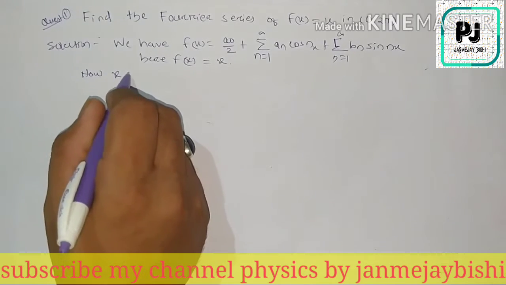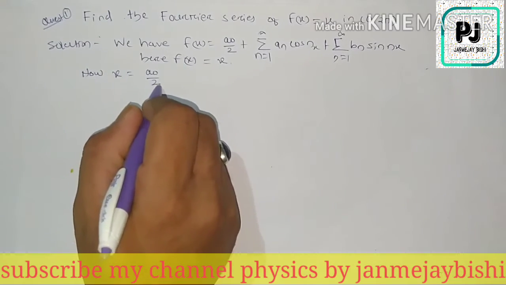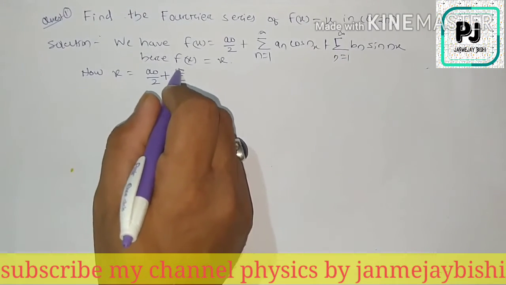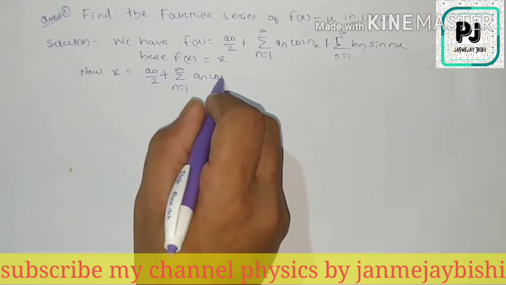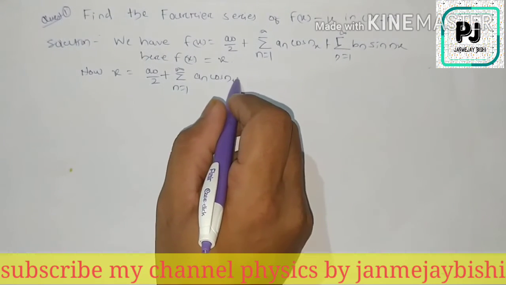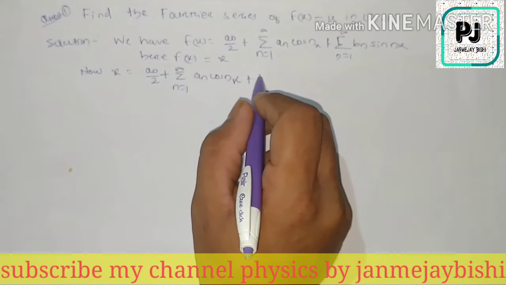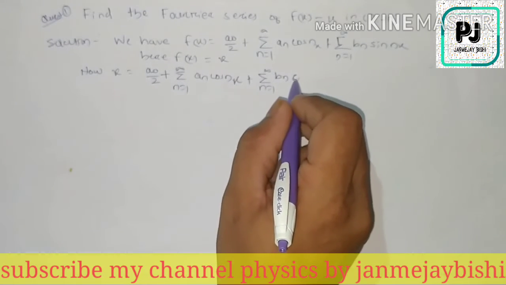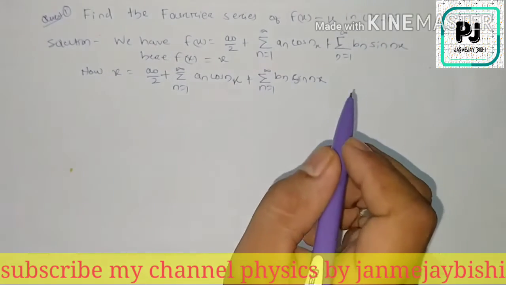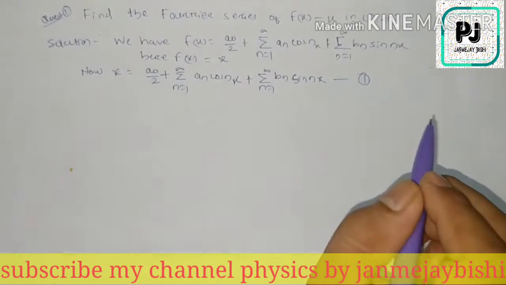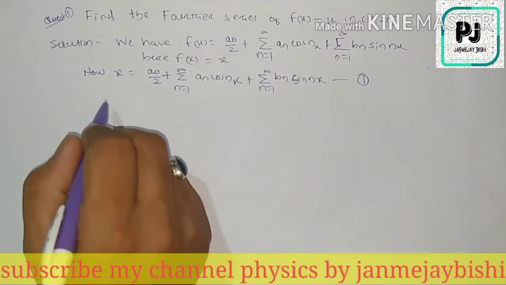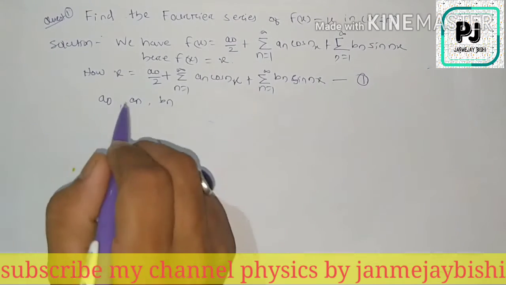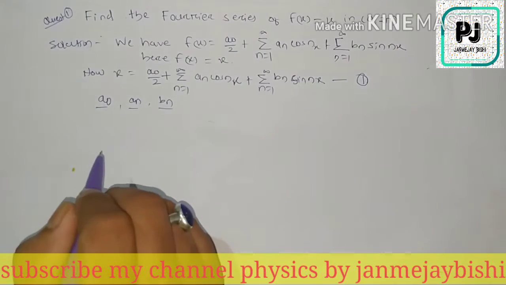Again, now x has the formula a0 by 2 plus summation n is 1 to infinity an cos nx plus summation n is equal to 1 to infinity bn sin nx. That means in case of the f(x) we have x. This is equation number 1. Now a0, an, bn, we have to determine the value of a0, an and bn.